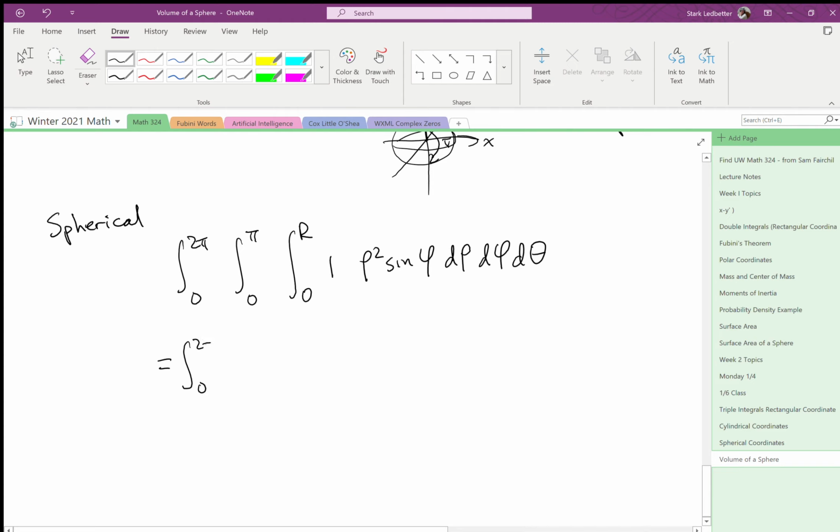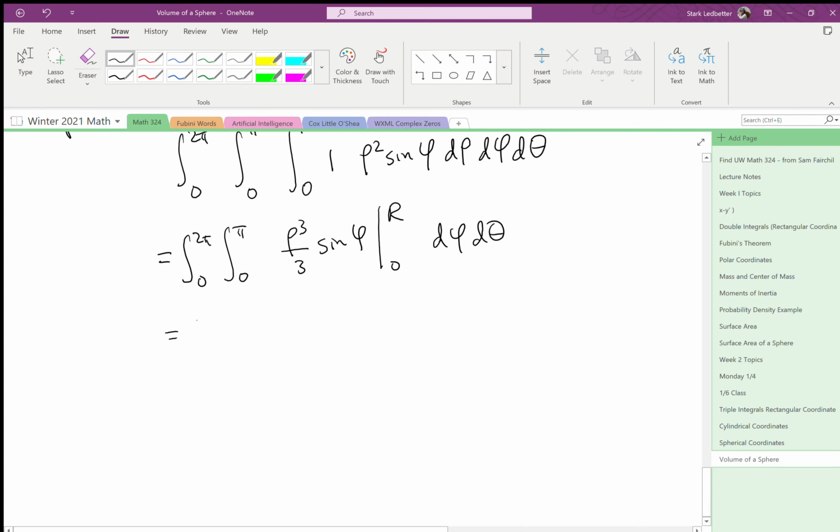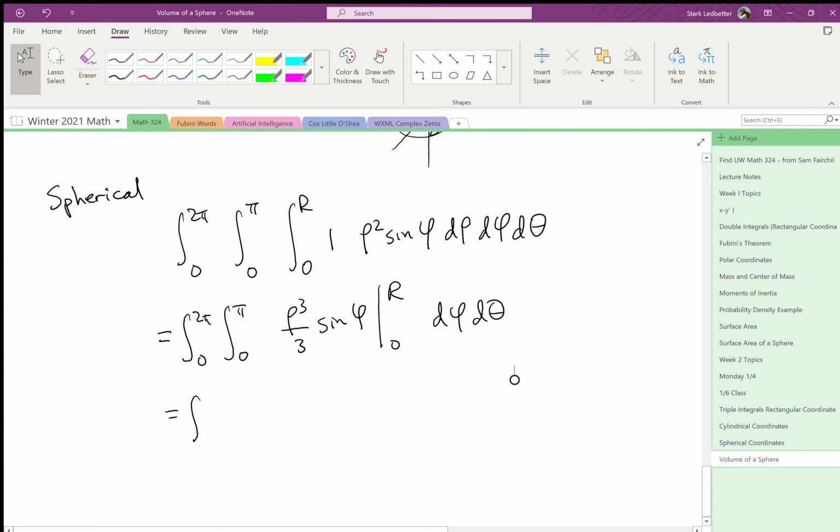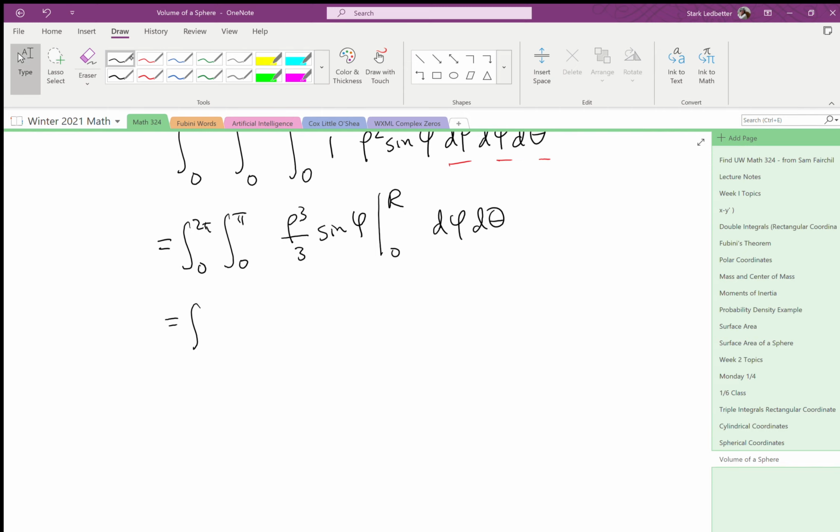Okay, so we'll just integrate this. Hopefully it's easy. 0 to 2 pi, 0 to pi, we can't touch those yet. Integrate with respect to rho. That's going to be rho cubed over 3. We still have the sine phi hanging out. Rho has to go from 0 to big R. We still have this d phi, d theta. And we'll see later, it's a little bit naive to just go from inside to outside. Here it doesn't matter too much. But sometimes it will make a big difference what order you integrate in. You could make the problem a lot easier or a lot harder.